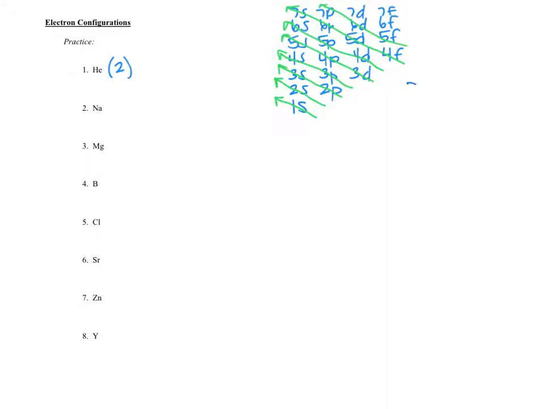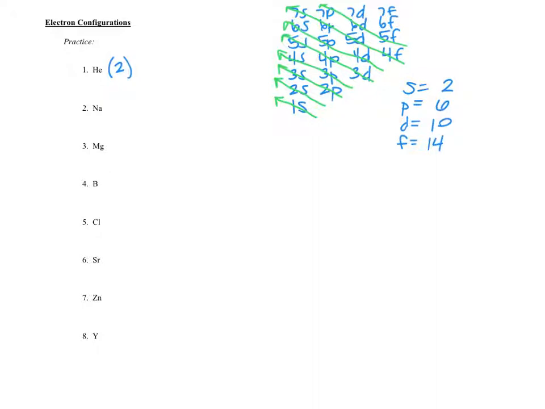The only other piece of information you have to know is the maximum number of electrons that can fit in each of the types of sublevels. So in an S sublevel, the max is 2. In a P, the max is 6. D is 10. F is 14.